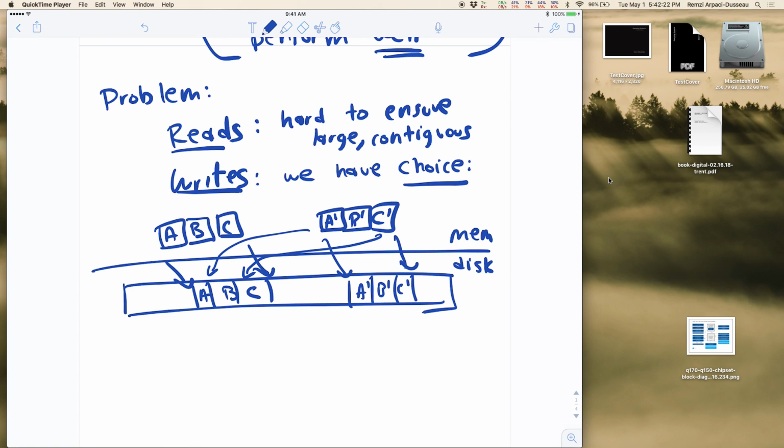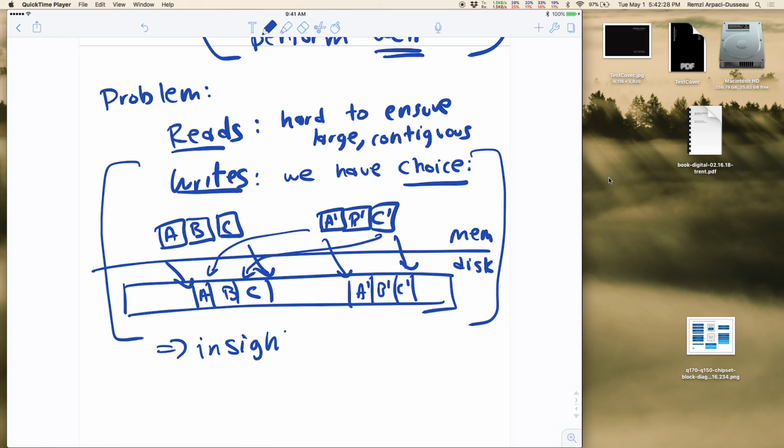So that's going to be the generic insight that we're going to use in log structured file systems. The insight is that we can write data anywhere that we want, as long as we figure out how to point to it or find it later. It's kind of an obvious thing once you think of it, and we're going to take advantage of that today.